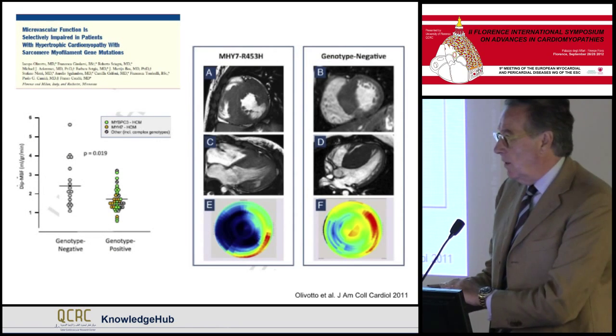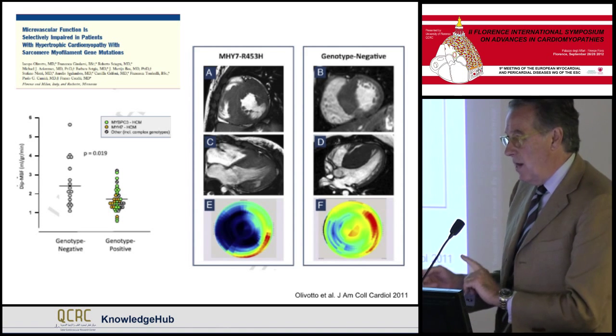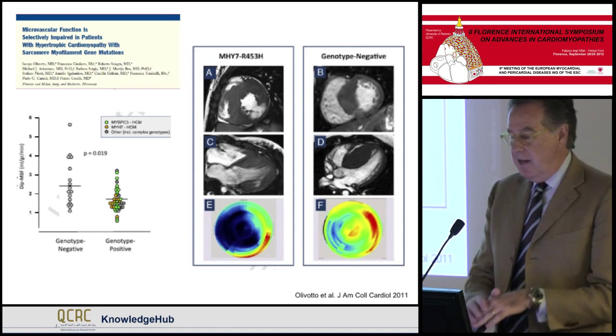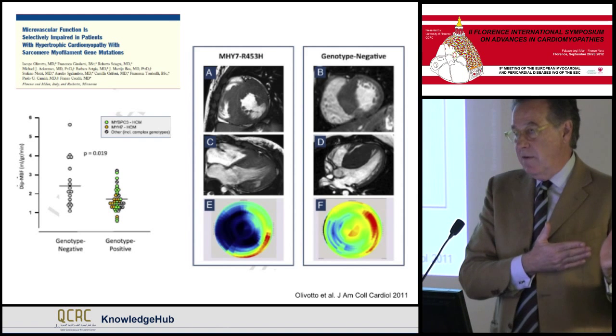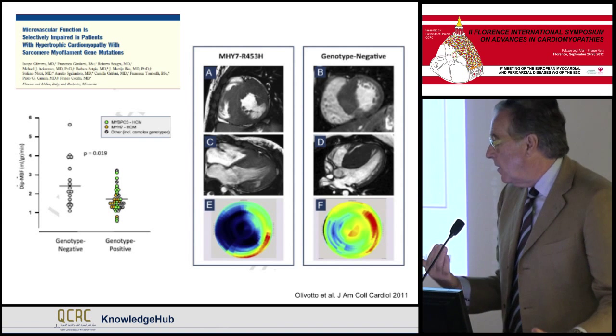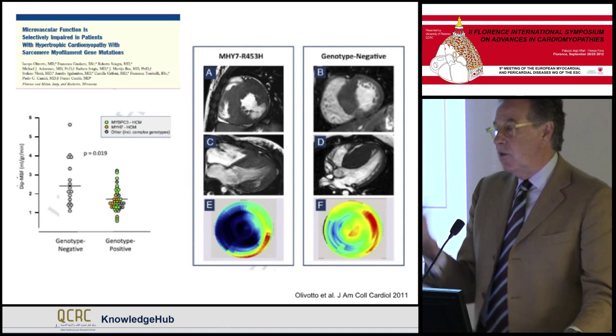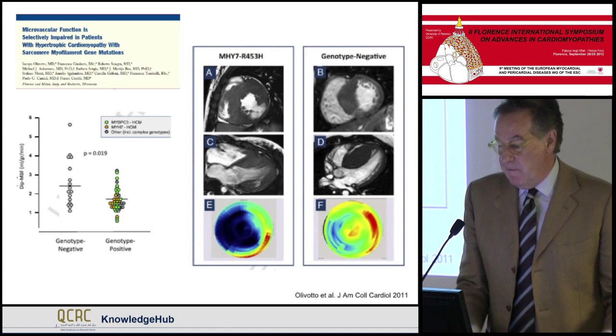Many years later, when we applied this to the genetic, we found not only that, of course, the original observation was confirmed, but that if you are genotype positive, you are more likely to have a more severe microvascular disturbance than if you are not genotype positive.